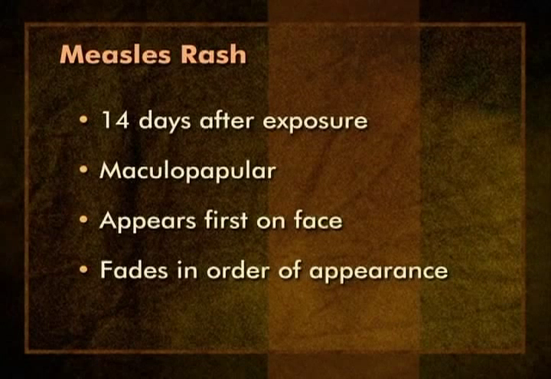The rash appears about 14 days after exposure and is caused by deposits of measles antibody in the skin. The rash is maculopapular and appears first on the face. During the next 2 or 3 days, it descends to the trunk and then to the arms and legs. The rash fades in the order of appearance.